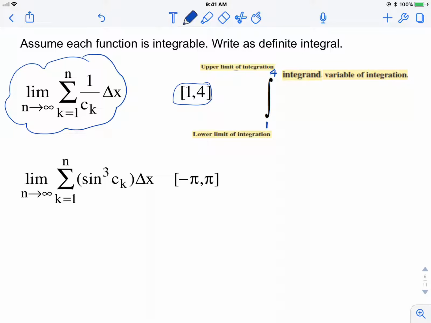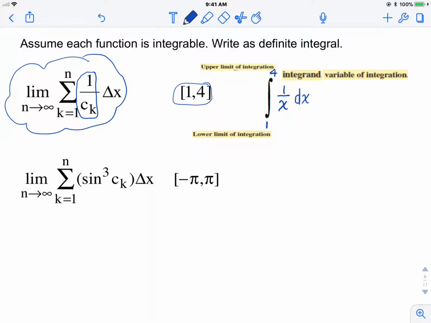And then what's our function? What are we integrating? What's our function? If I come over here, they said 1 over inputs that change. So 1 over x values. X will be our variable of integration then. X will be what's changing along the curve.